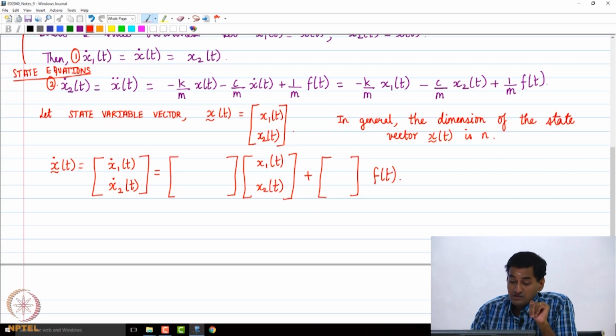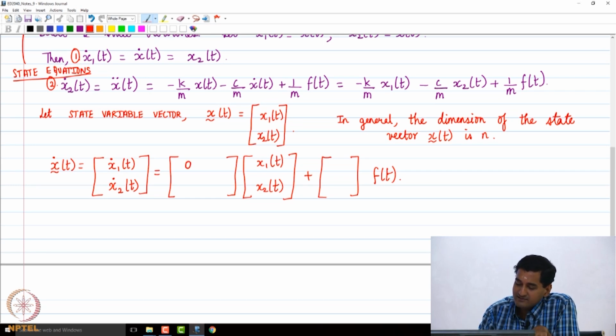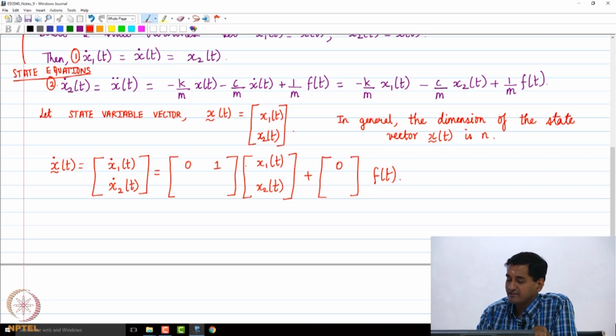Now what is x1 dot? x1 dot is x2. So I can immediately say that I can write the first equation in this way. In the first term which multiplies x1 and x2, let us say I write the first row as 0, 1, and in the term multiplying the input f of t, I write 0 as the first entry. If you do the algebra, do you get x1 dot equal to x2?